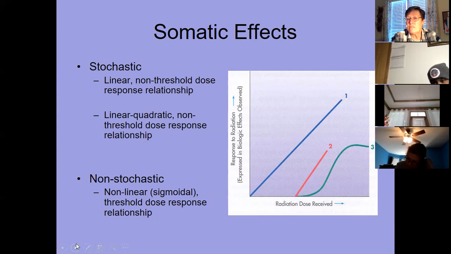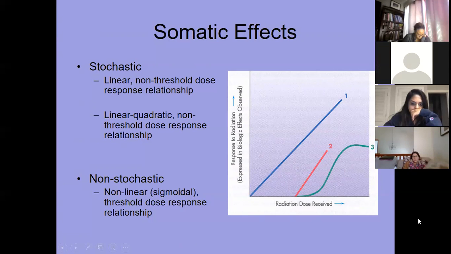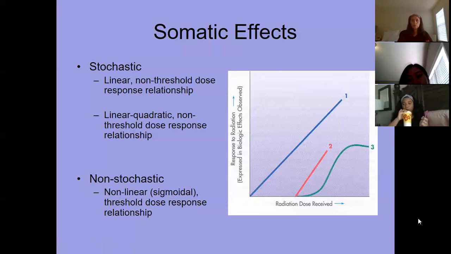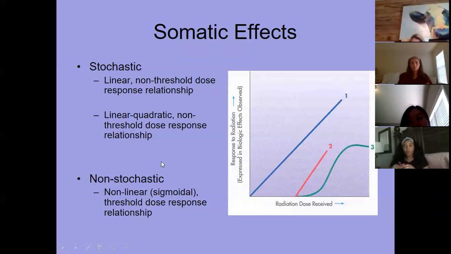So any questions about stochastic versus non-stochastic effects or their dose-response relationships? Everybody clear on that, or anybody need anything clarified? We're all good? Okay. All right.